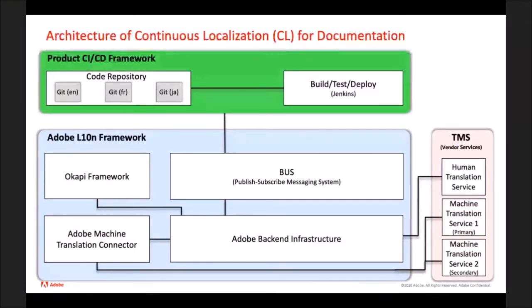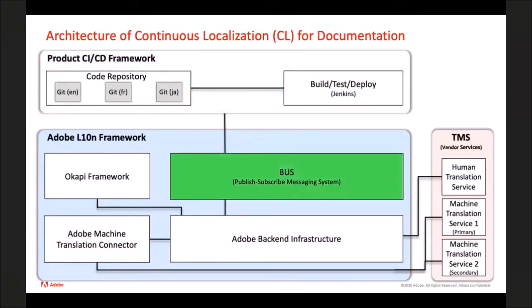And then let's move on to our next layer in blue, which is the Adobe Localization Framework. This is the core of our localization framework. We have a messaging bus that allows any system to produce or publish and subscribe to different types of events. It is powered by Apache Kafka with our custom framework layer over it. It is completely event-driven, with asynchronous communication between systems.